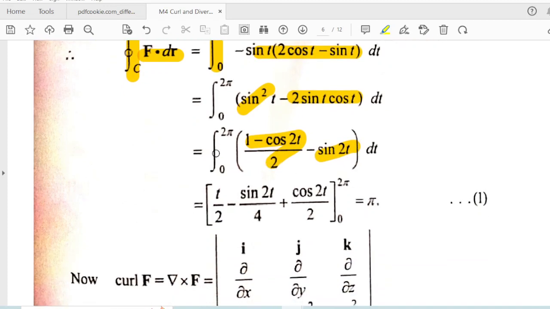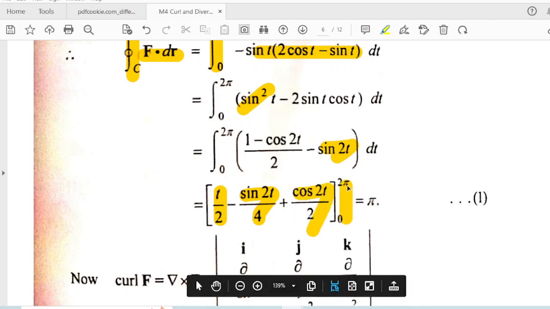Now we can integrate it without any problem. We can see that 1 by 2 into integration t by 2, cos 2t by 2 into integration sin 2t by 4, sin 2t into integration cos 2t by 2. The limit is from 0 to 2. You integrate it and you get it as fine.